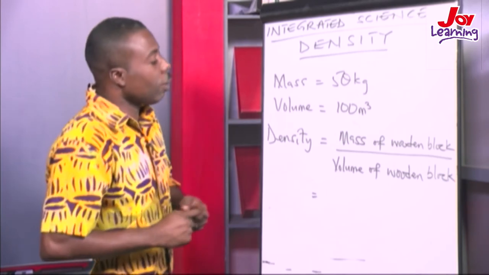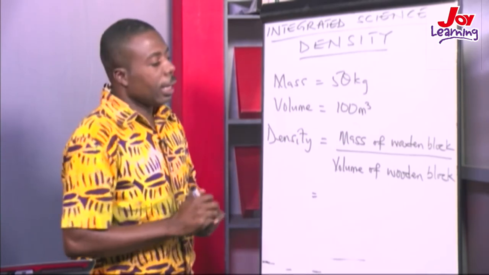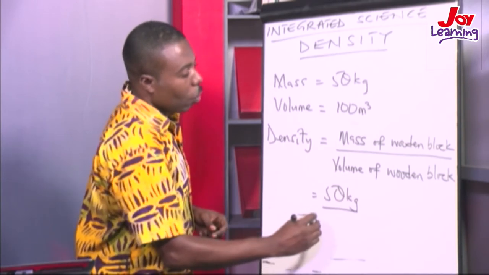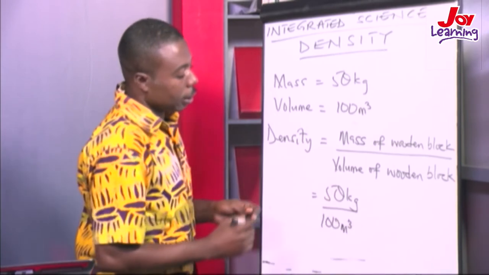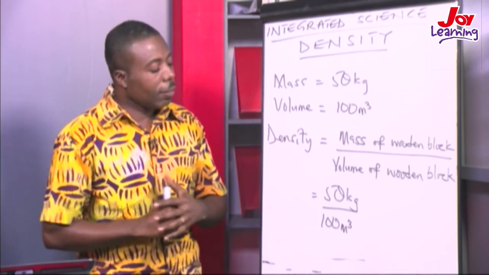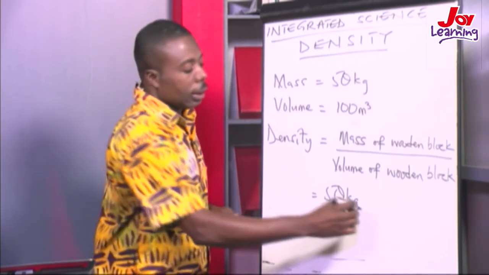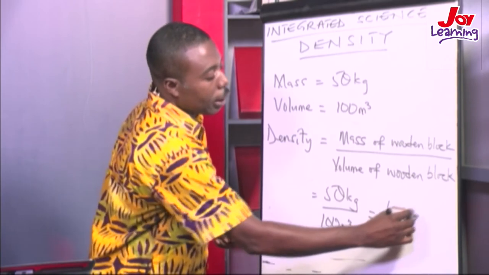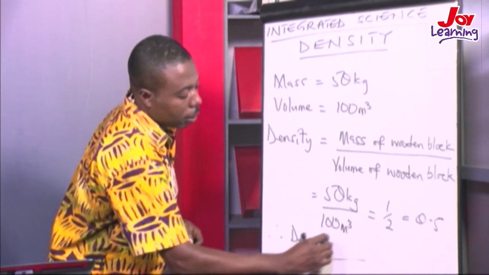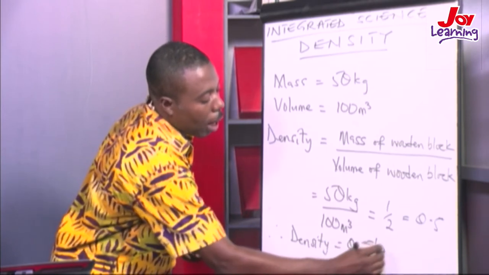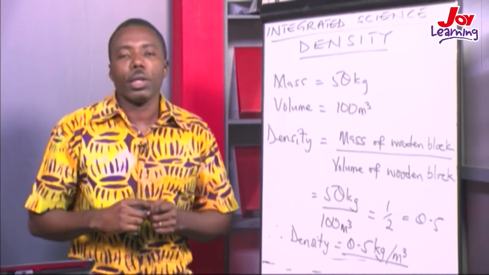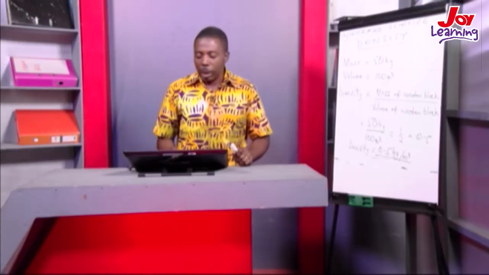So we are going to use the two values to calculate our density. To get the density of the wooden block, you have the mass of the wooden block divided by the volume of the wooden block. So our mass is 50 kilograms divided by a volume of 100 cubic meters. Quickly, we know that 50 can divide itself once, and it can divide 100 two times. So we are going to get a half, which is the same as 0.5. So therefore, our density will be 0.5 kilograms per cubic meter. The illustration is on your screen.